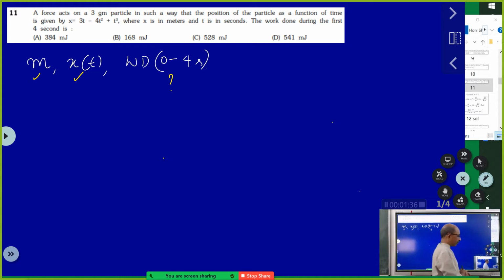So you organize yourself. You just have to manipulate the variables using physics, whatever is the connecting physics here.